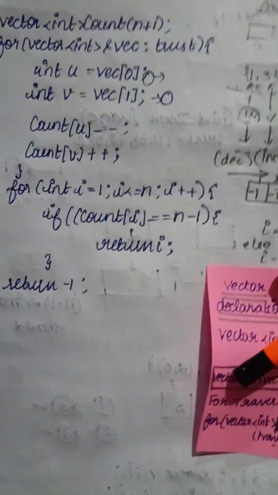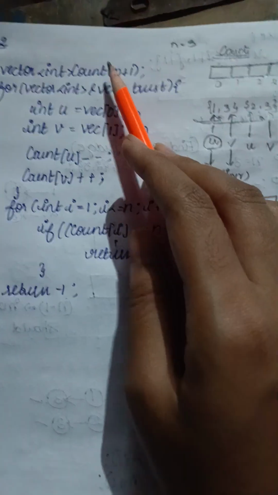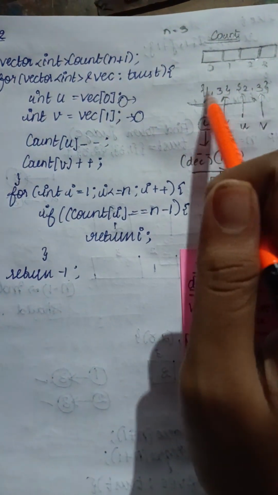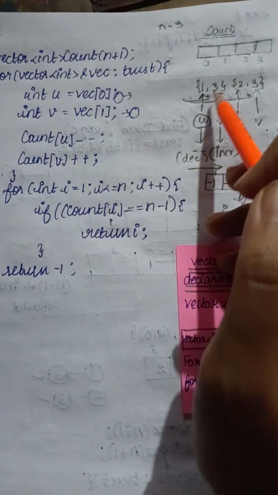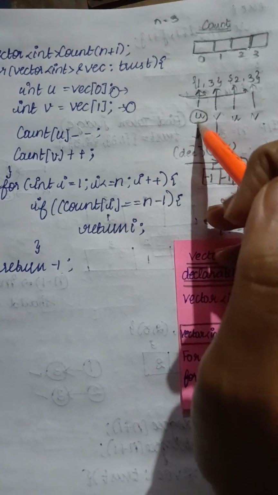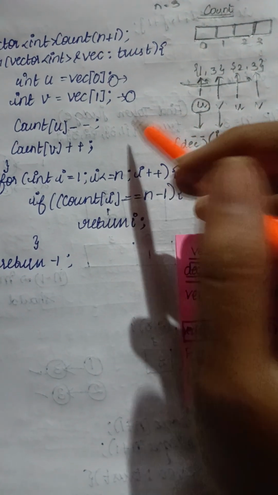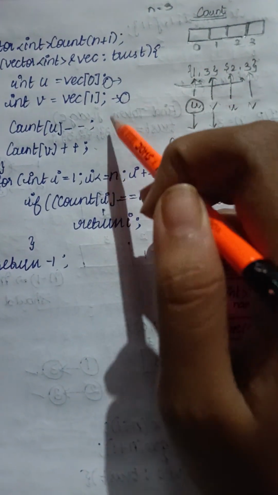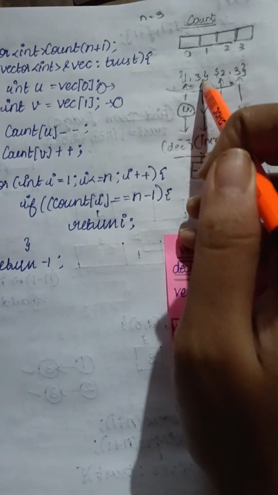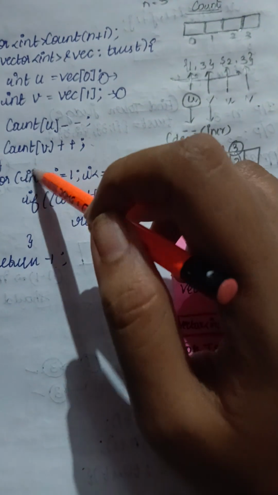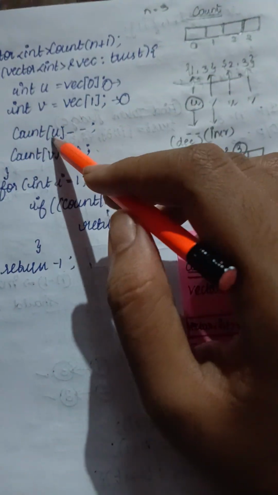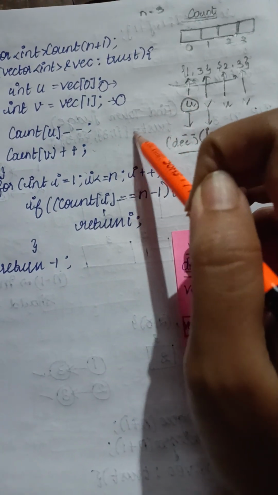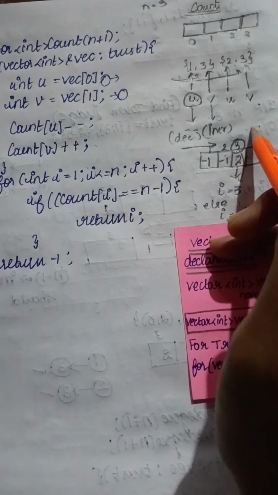So now we will see the code. I'm creating a vector of int count with size n plus 1. Now I'm iterating over the trust array. This is my u and this is my v. So I'm initializing int u equal to vec of 0, and int v equal to vec of 1, then count of u minus minus and count of v plus plus. So u is my out degree, I'm decrementing it, and my in degree I'm incrementing it.